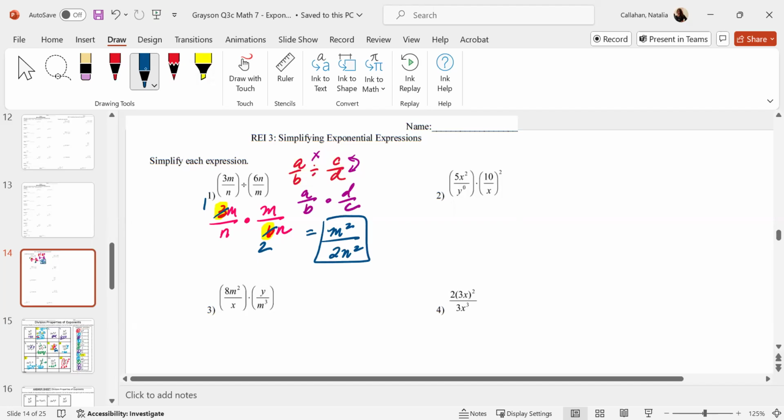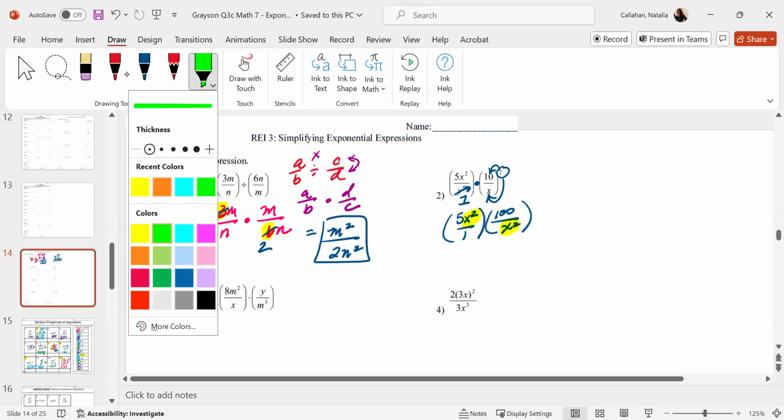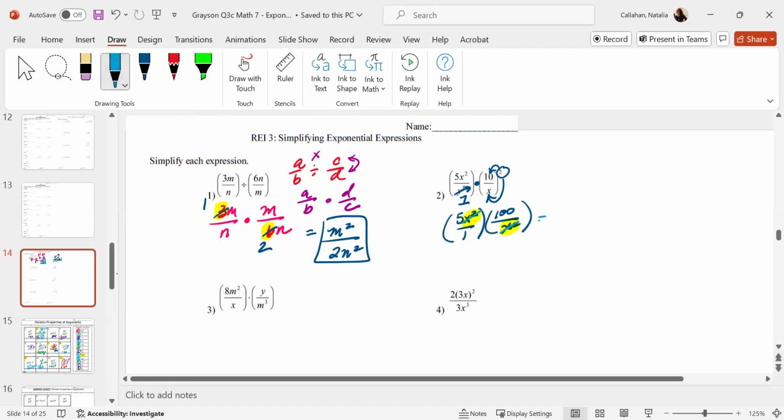Okay. For number 2, notice that this is a multiplication, so I don't need to flip anything, right? But then this also becomes a 1, right? Yes. This right here, you have to rewrite the second parenthesis, okay? Second parenthesis is 10 squared, which is 100 over x squared times 5x squared over 1. Take a look at what I'm highlighting right there. What can I do with the x squared? It could cancel it out, and they both become 1. Good. And then what's your answer?